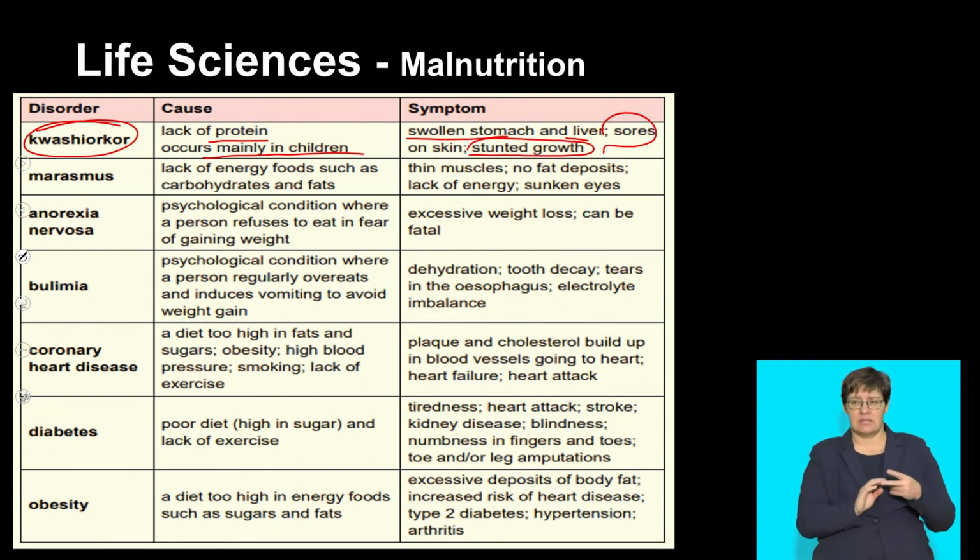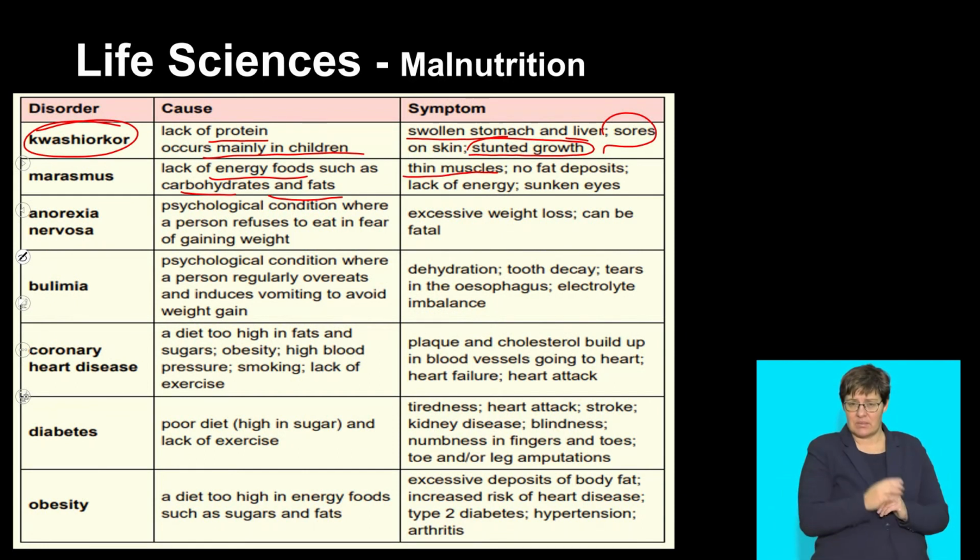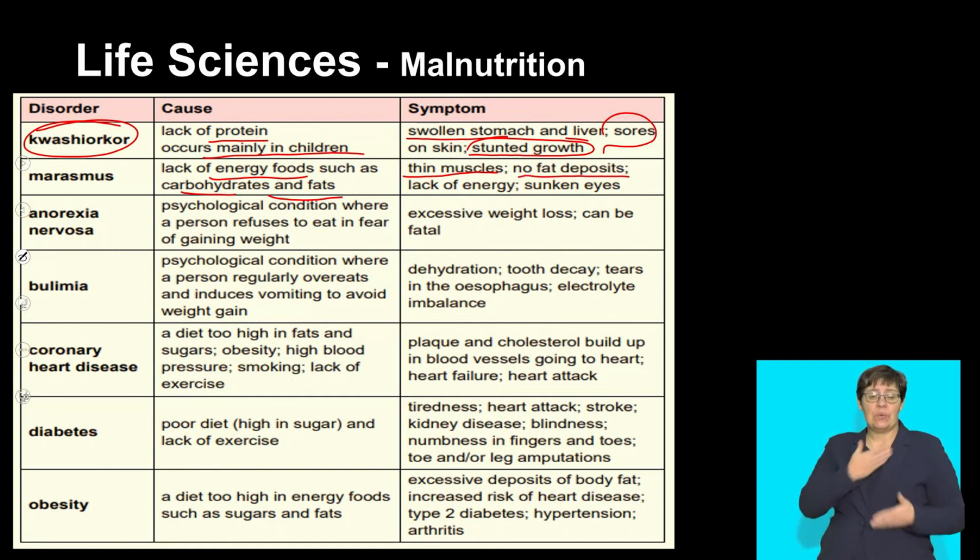The next disorder that we can talk about is called marasmus, and this is a diet that lacks energy foods such as carbohydrates and fats. These individuals show thin muscle development. They are extremely thin as no fat deposits accumulate in their body. They lack energy, and their eyes tend to be sunken in their eye sockets.